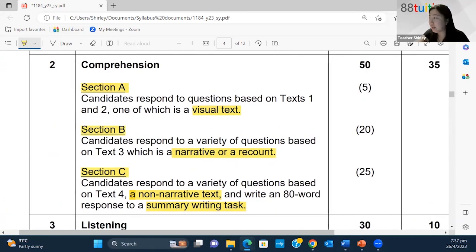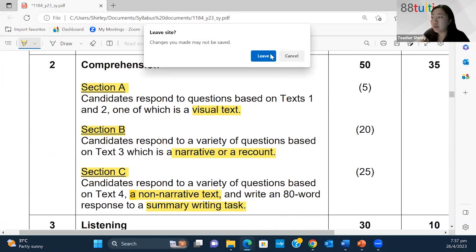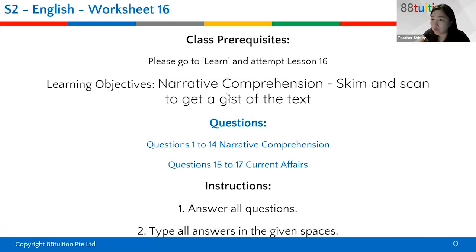So today's main focus is narrative comprehension, which is section B of your paper 2. Section B narrative compre usually covers a lot of language use questions. They will test how the author uses language to convey a particular meaning. But today what we're covering is mainly skimming and scanning. It's a reading skill, and it is important because we want to get the gist of the text. We want to roughly know what the text is all about first.